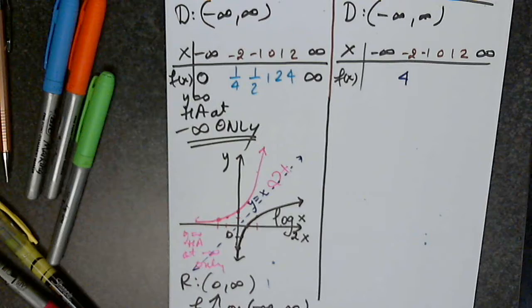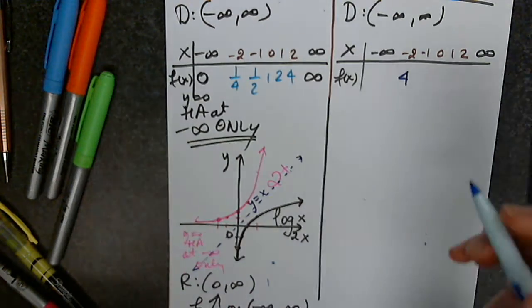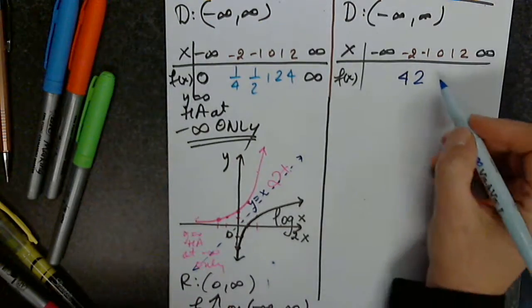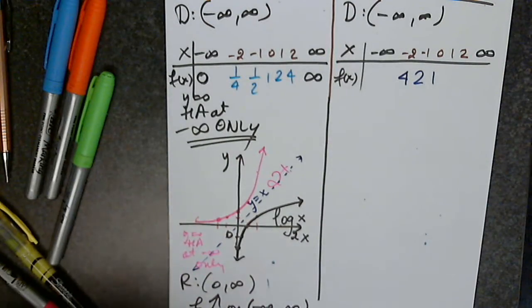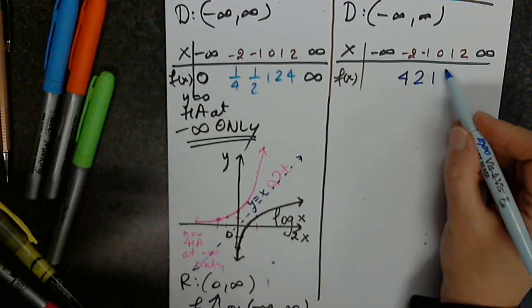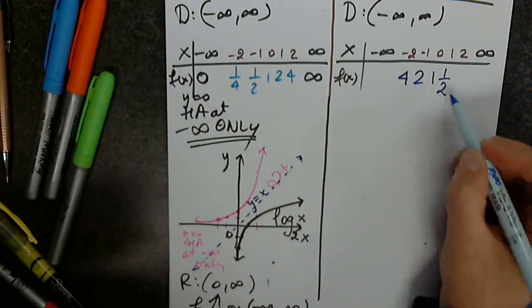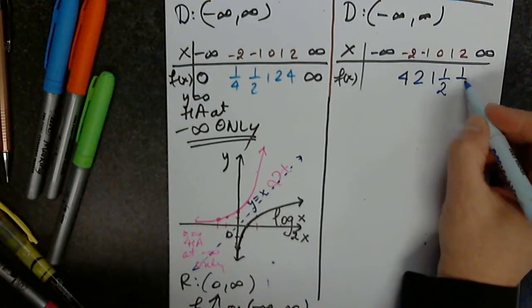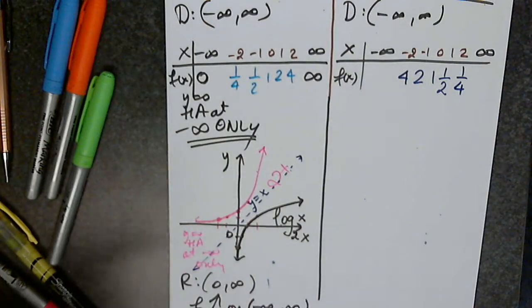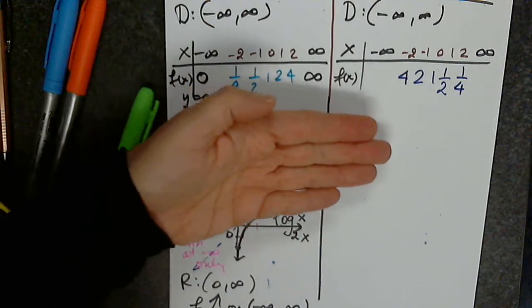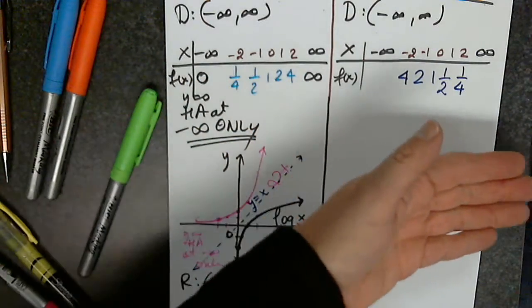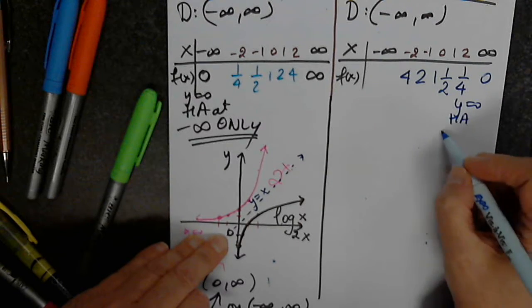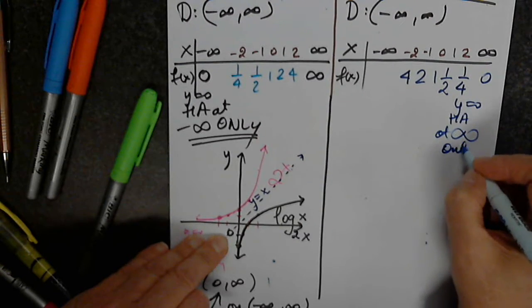Please plug in -1. 2. Please plug in 0. Please plug in 1. Careful. And please plug in 2. Very good. I'm going that way. 1, 1/2, 1/4, 1 of course. So then y = 0 horizontal asymptote at infinity only.